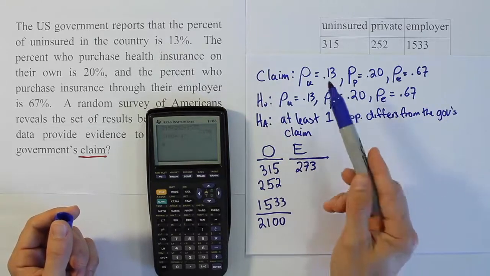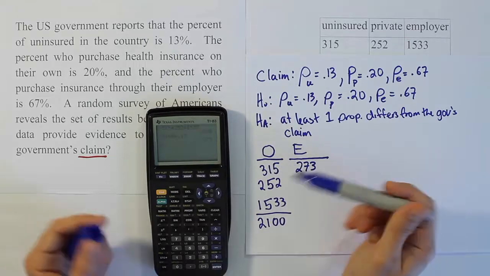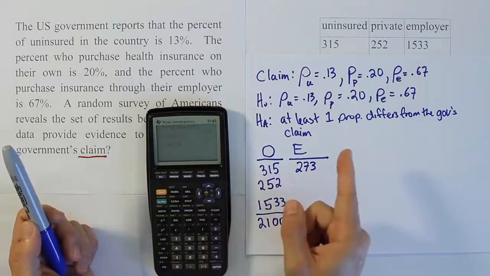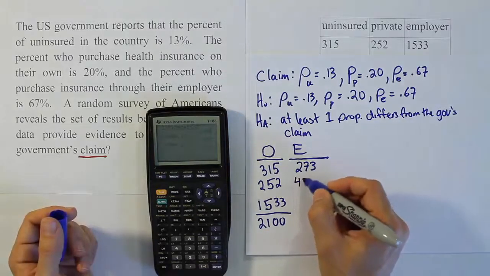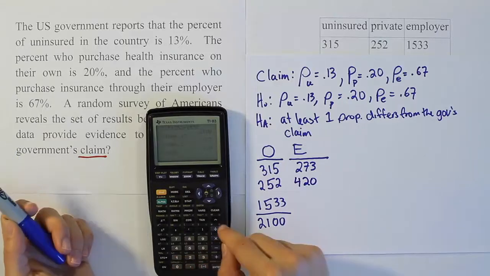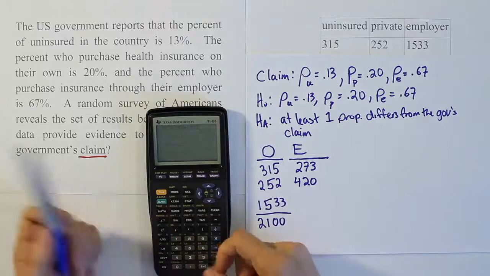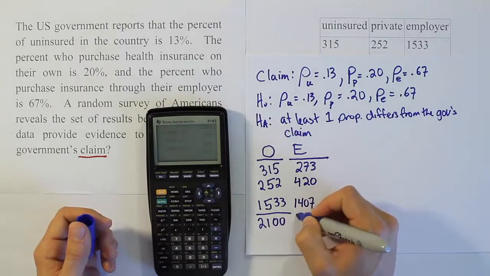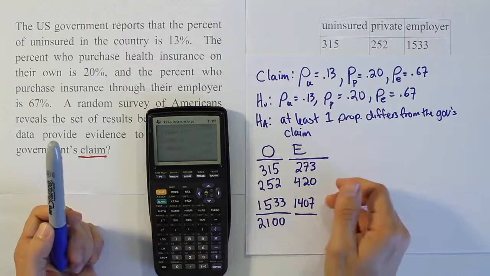If 13% of the public is uninsured, then 13% of 2,100 should be the amount that's uninsured in our survey, right? And then we'll have 2,100 times 20%. So a fifth of it is 420. And then for the last part, 2,100 times the percentage that's supposed to be from the employer purchasing plan. So the employer purchase plans give you 1,407. That's the expected amount of 2,100 that should have their insurance through their employer. Okay, so we filled out the expectations.